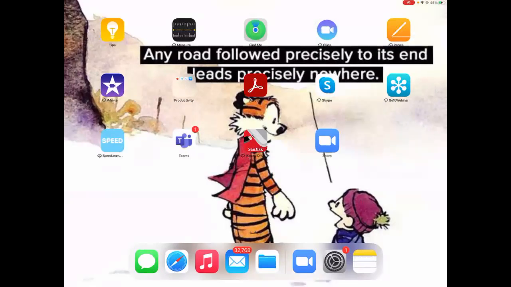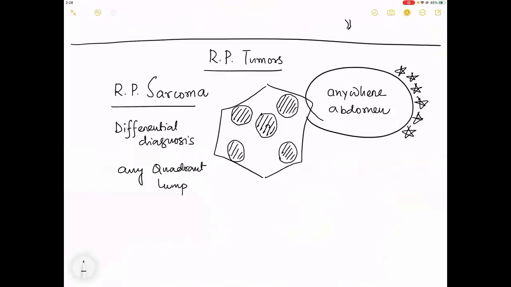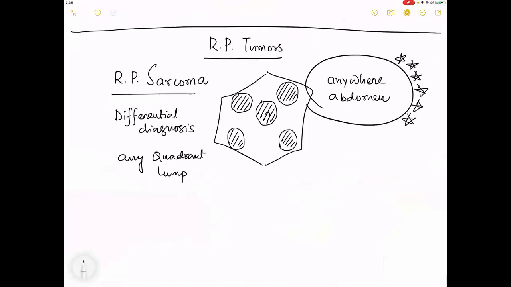So retroperitoneal tumors, remember, are a differential diagnosis for any quadrant swelling. Any quadrant lump, any quadrant swelling. Right, left, down, central, south, everything. Now, what are the features of a retroperitoneal tumor? Number one, any swelling of a retroperitoneum location is understood by what test?